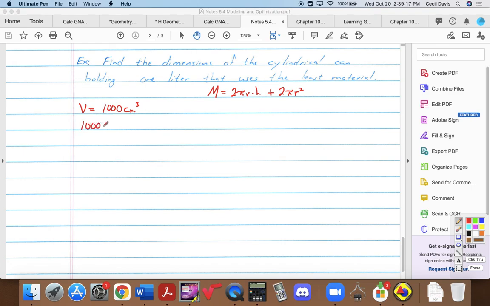So the 1,000 cubic centimeters is going to be the volume. And what's the formula for the volume of a cylinder? Area. Yeah, so that's pi r squared times h. So in looking at these two equations, I want to get m all in terms of a single variable. What do you think I should solve for in this one? Should I get r by itself or h by itself?